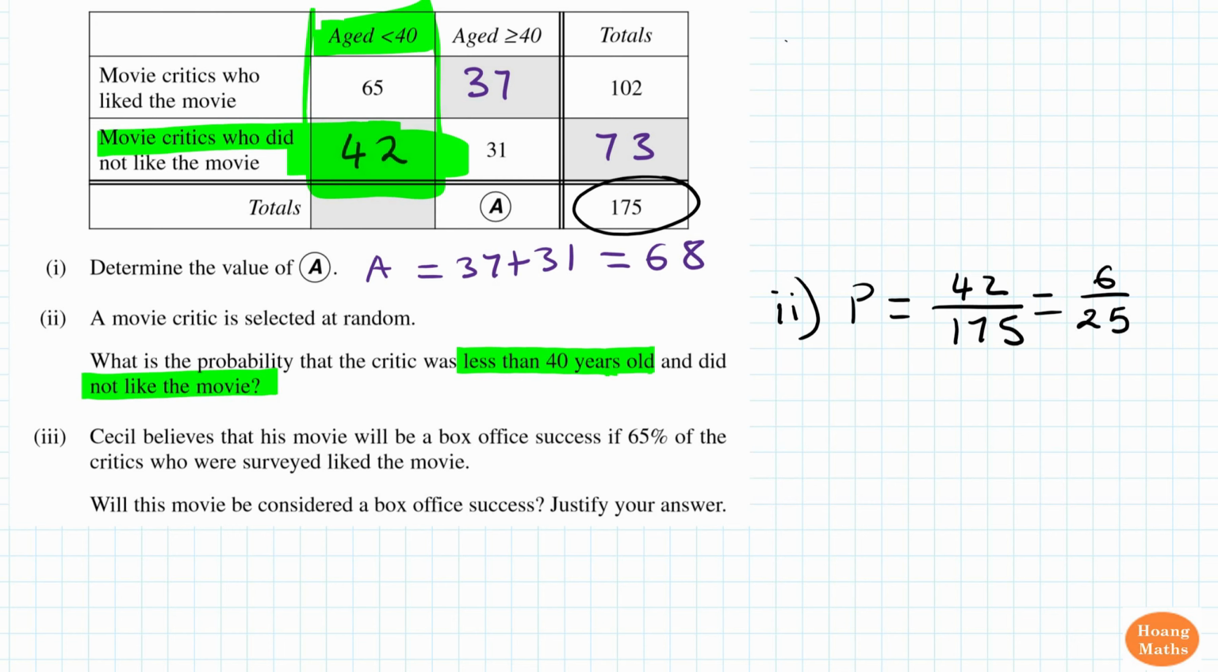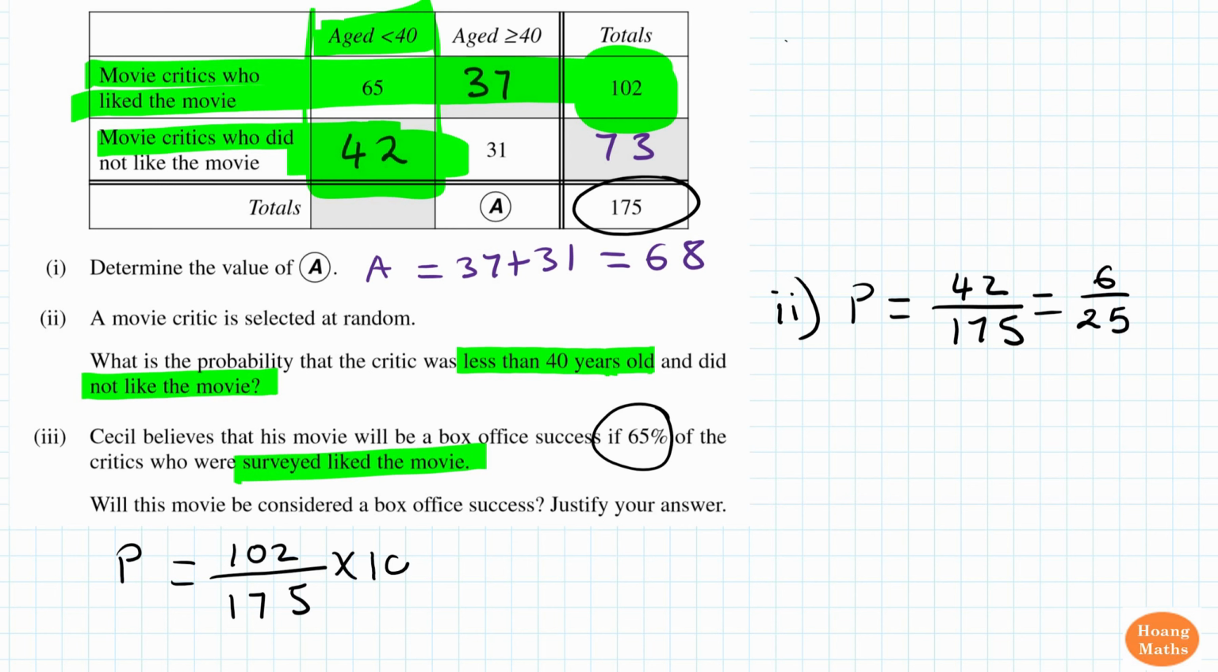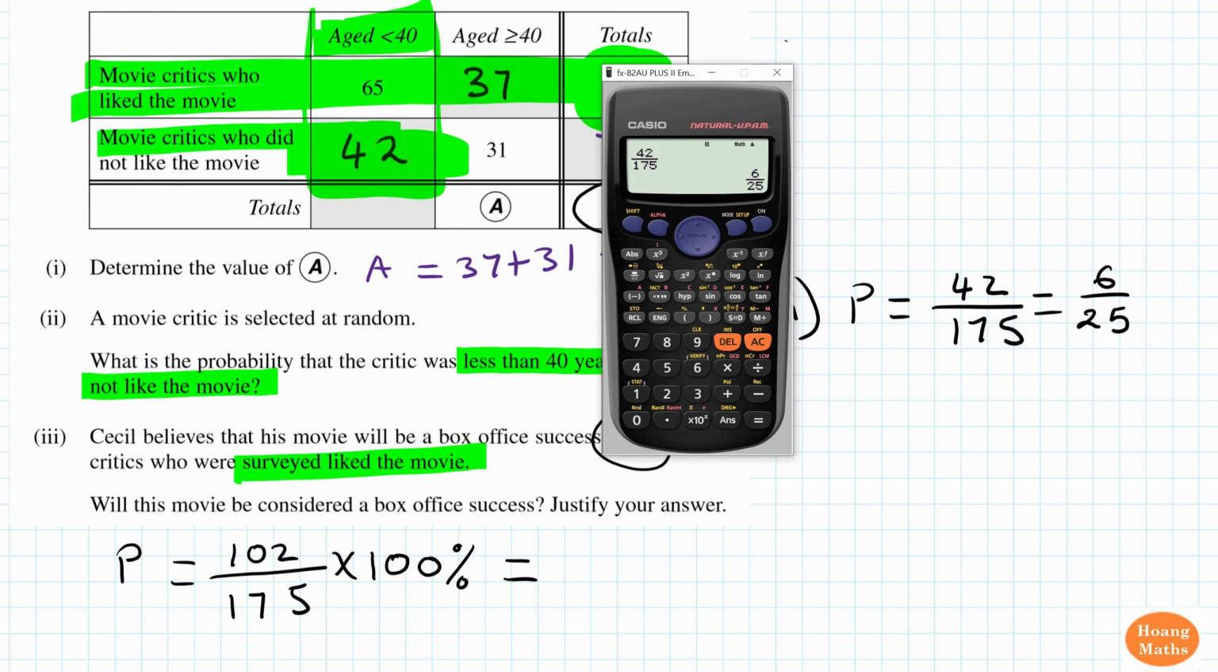Now we just need to work out the probability of those who liked the movie. So who liked the movie is this row here. The total number of people is 102. So the probability is 102 out of the total, which is 175. But then we want to compare in percent, so we times by 100%. So work out how many percent it is. So just put it in the calculator.